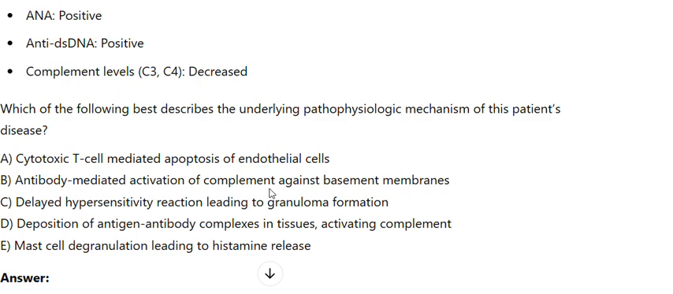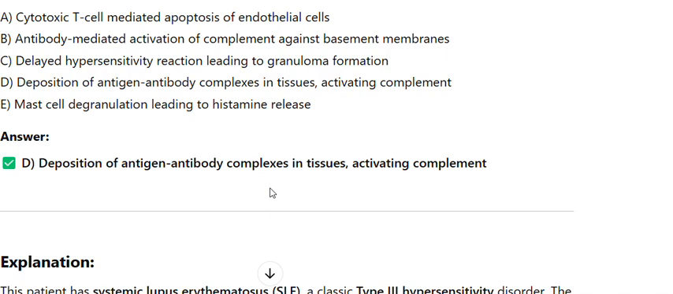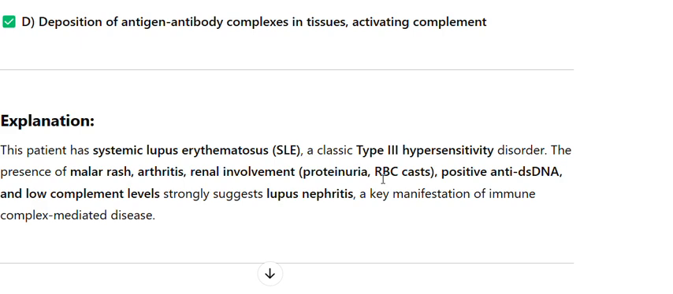Answer: D. Deposition of antigen-antibody complexes in tissues activating complement. Explanation: this patient has systemic lupus erythematosus, SLE, a classic type 3 hypersensitivity disorder. The presence of malar rash, arthritis, renal involvement, proteinuria, RBC casts, positive anti-dsDNA, and low complement levels strongly suggests lupus nephritis, a key manifestation of immune complex-mediated disease.